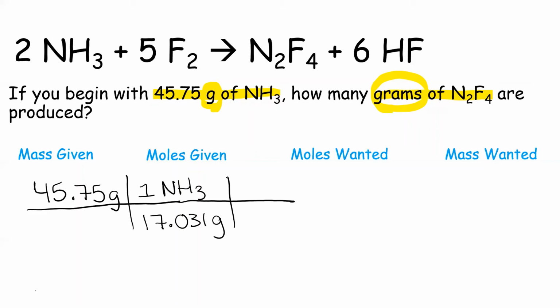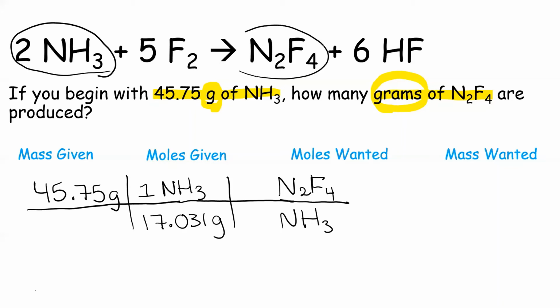Once I've done that, I can find the number of moles of N2F4 by using the mole-to-mole ratio. So I'm going to put NH3 on the bottom and N2F4 on top, and I'm looking at my coefficients. I'm going between NH3 and N2F4. So in this case, there's 2 NH3 and 1 mole of dinitrogen tetrafluoride. So I've converted from mass to moles. Now I've gone from moles of my given to moles of what I want. My last step is to convert to the mass of what I want.